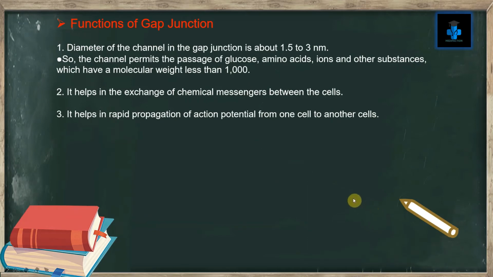What is the function of gap junction? Number 1, the diameter of the channel in the gap junction is about 1.5 to 3 nanometers. So the channel permits passage of glucose, amino acids, ions, and other substances which have a molecular weight less than 1000. Second function, it helps in the exchange of chemical messengers between the cells. Third function, it also helps in rapid propagation of action potential from one cell to another cell.